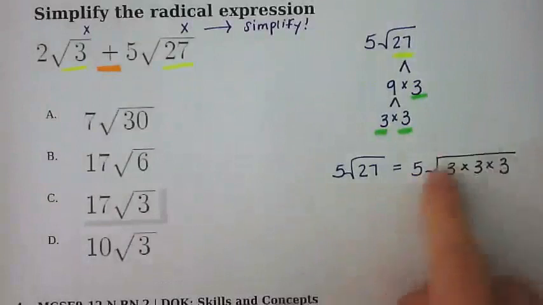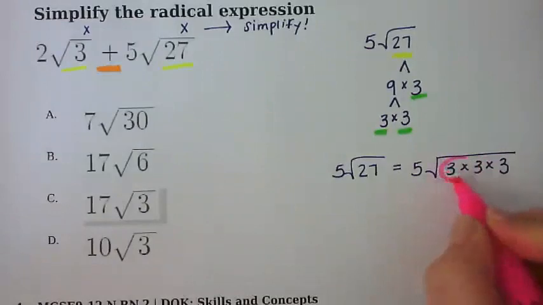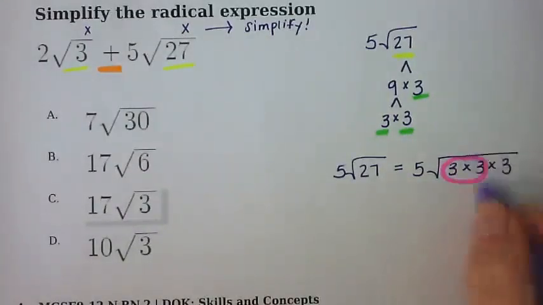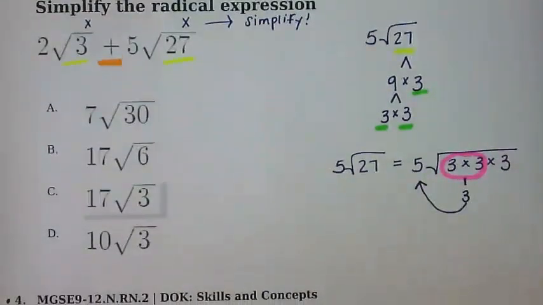So now we want to try to simplify or clean up what's under this radical. So we can do that by identifying identical pairs. So pairs are sets of 2. So identical sets of 2 I see are a set of 3's, and that's it. So the 3's get together to make 1 3, and then we kick that 3 out to the front of the radical with the coefficient 5.